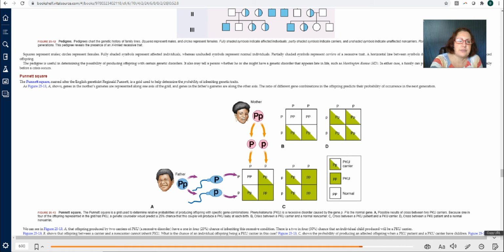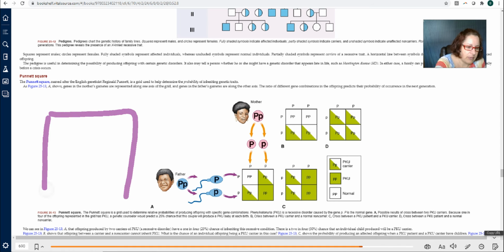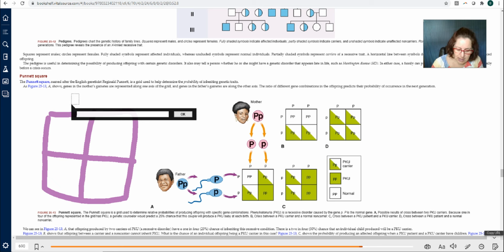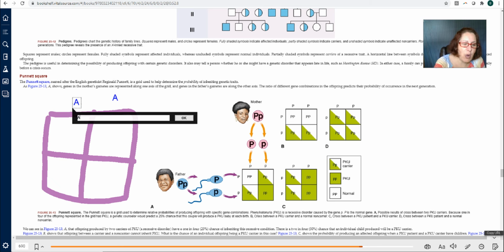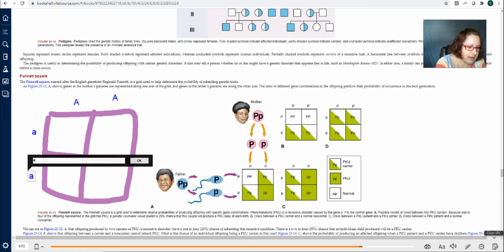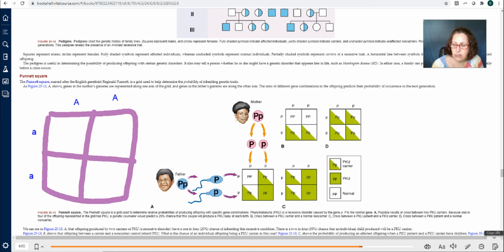Now, we can do another square, and I'm not even going to tell you mom or dad because it doesn't matter. One parent has both capital letters. They aren't even a carrier. And one parent has it, whatever it is.